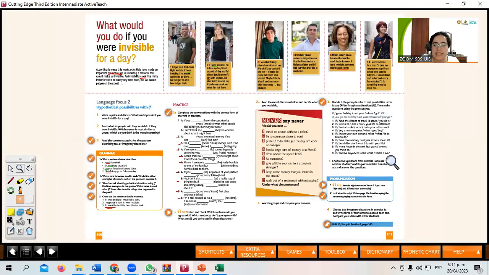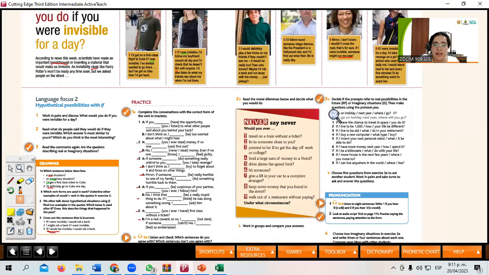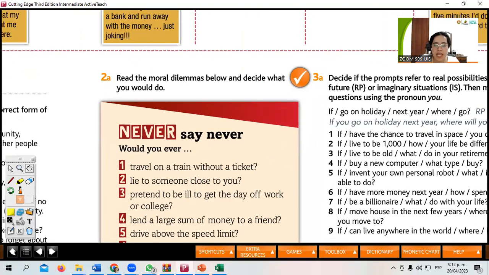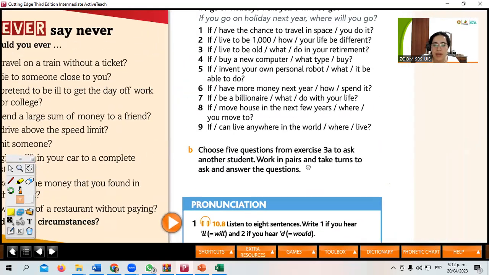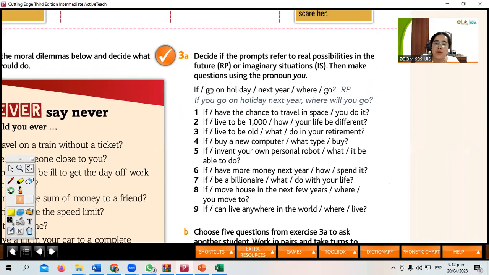Good, guys. So listen, we are going to do this exercise number 3. And then we will play the board game that I have for you. But we're going to complete exercise number 3 on the book, page 101. You're going to decide if these prompts refer to real possibilities in the future, RP, real possibilities, or imaginary situations, si son situaciones imaginarias, okay? Imaginary situations. Then make the questions using the pronoun you.